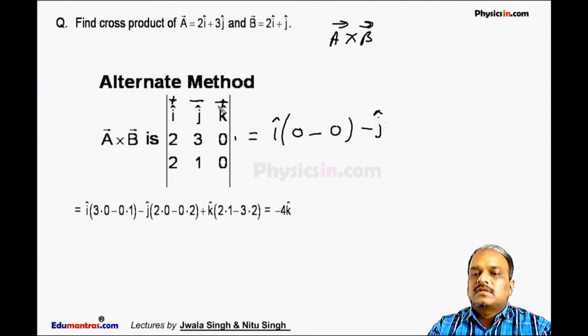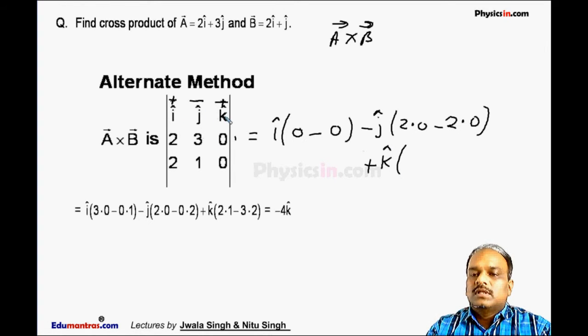Now if I take this one, I will leave this row and this column and take the remaining ones, so it is 2 into 0 minus 2 into 0, it is 0. Now it is plus, so it is plus k cap. Leaving this row and this column, we get 2 into 1 minus 3 into 2, that is 6. So this comes out to be minus 4 k cap. This is the answer. This is the determinant method which we will use.